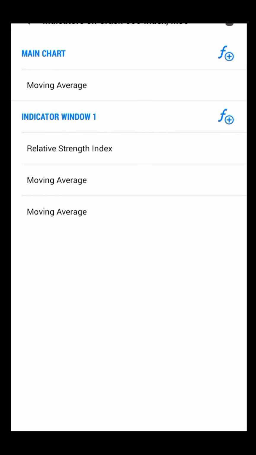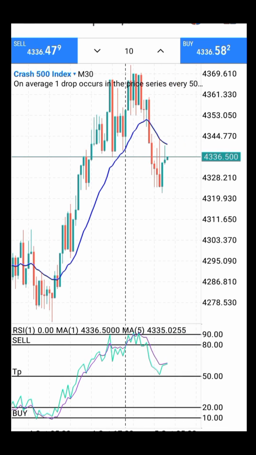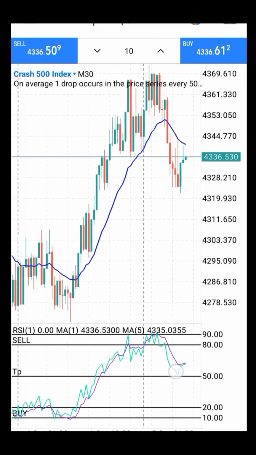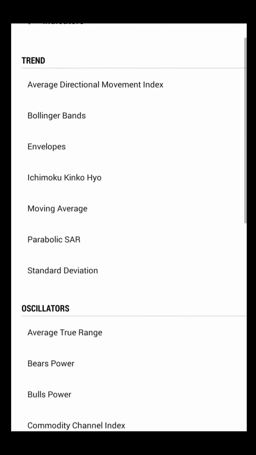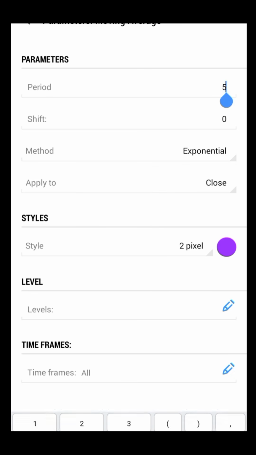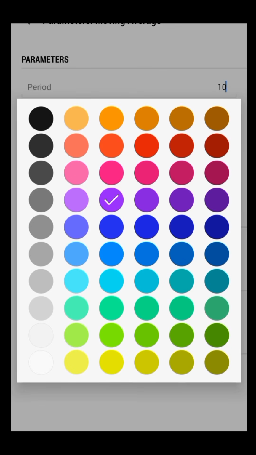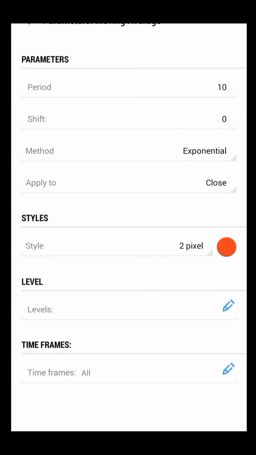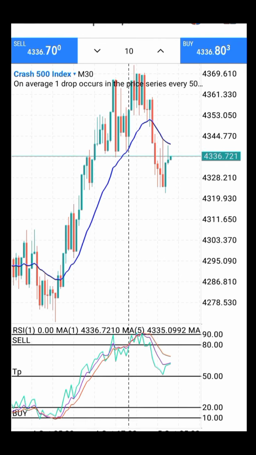Under this indicator window again, let's first look at if you have something like this. The remaining indicator to add under this indicator window: come back to the indicator, click on the plus, click on moving average again. Then we need period 10 here. So choose a different color again. You can choose red, or any color of your choice. If everything is done correctly, you should have something like this on your chart.